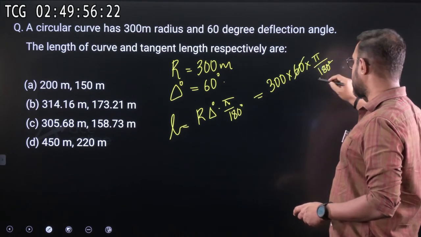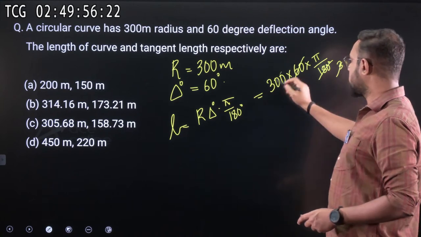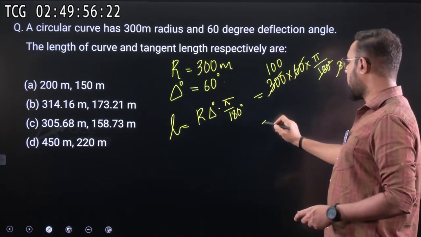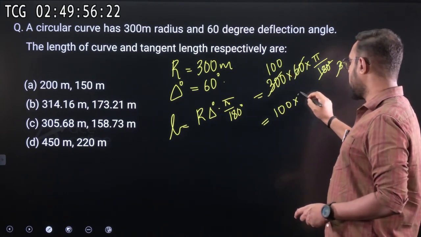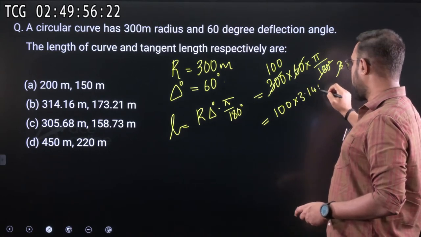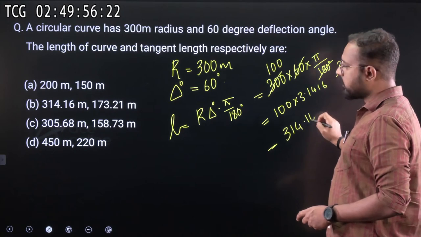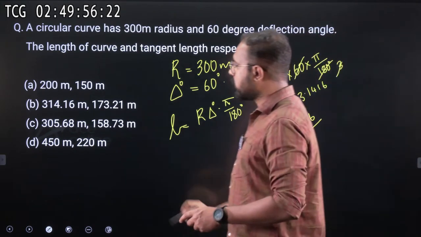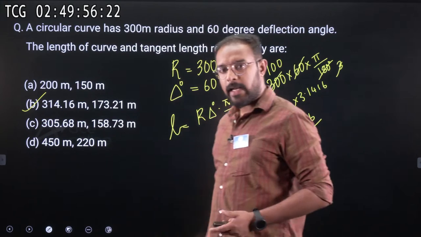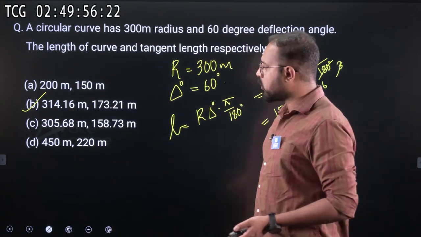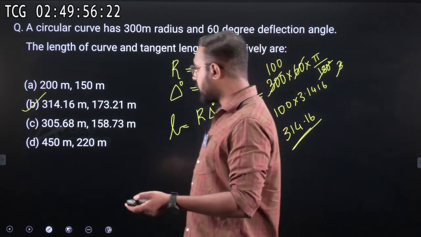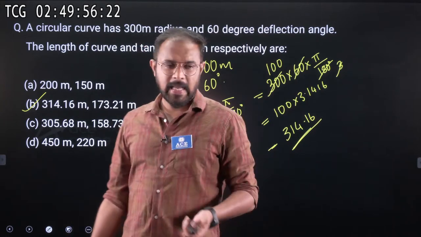Okay, so this cancels 3 times, and this also cancels 100, so 100 pi, 100 into 3.1416, correct. Now I should get 314.16, right, so 314.16 is nothing but option B, directly to select the answer. Okay, that should be the answer, 100 pi. I don't need any calculator here.